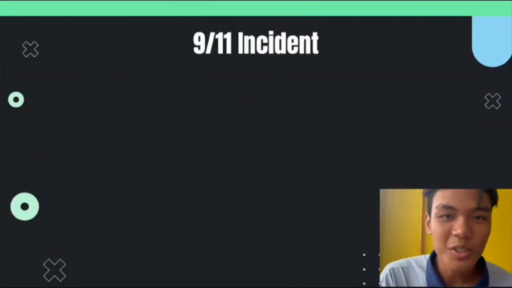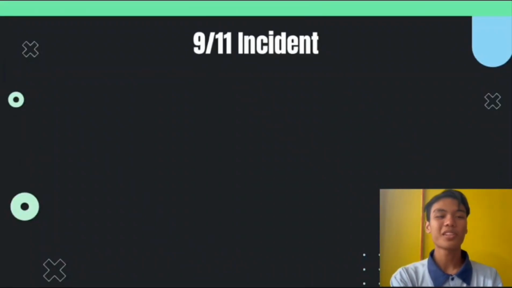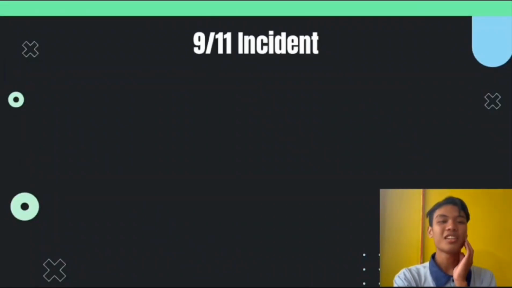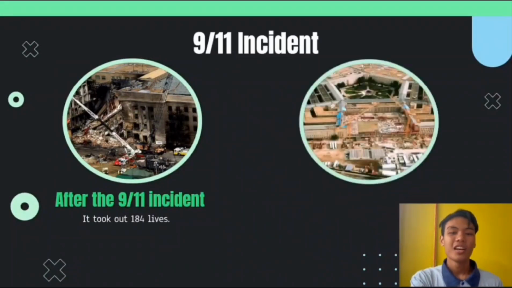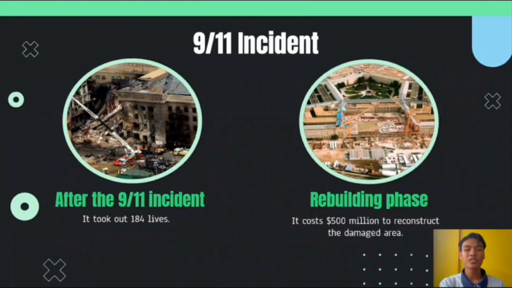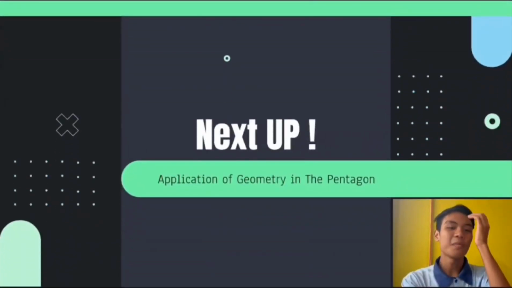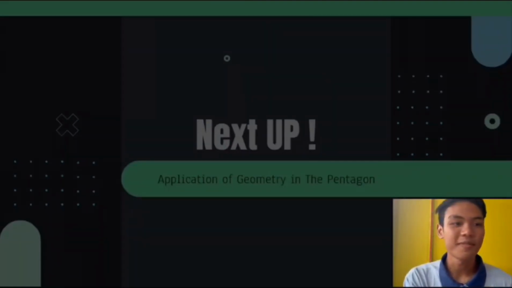So I will continue the explanation about the Pentagon. There was the 9/11 incident. After the incident, it took about 184 lives, and the rebuilding phase cost $500 million to reconstruct the damaged area. Next, the application of geometry in the Pentagon.